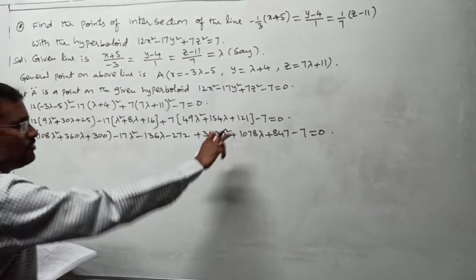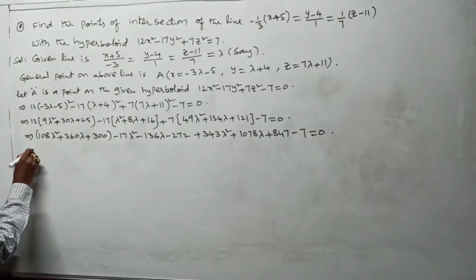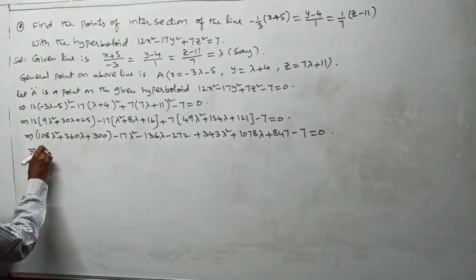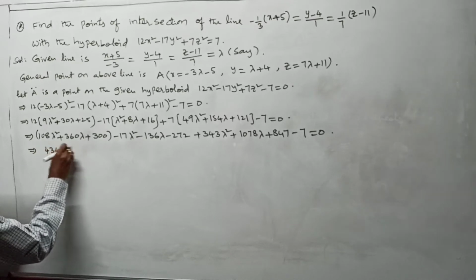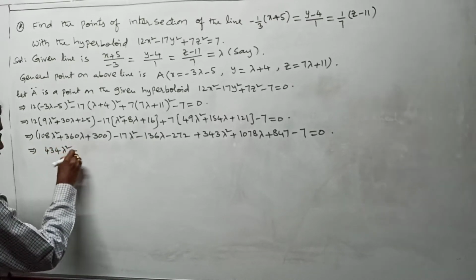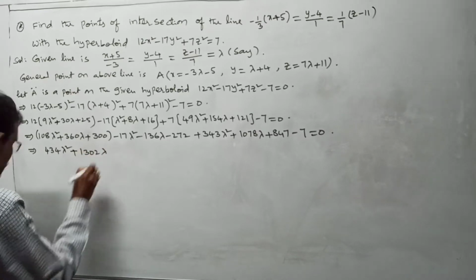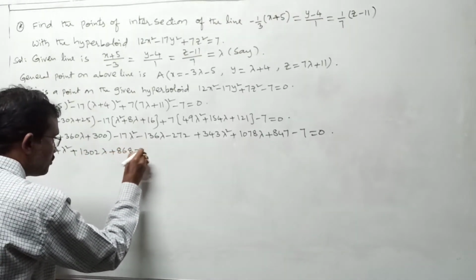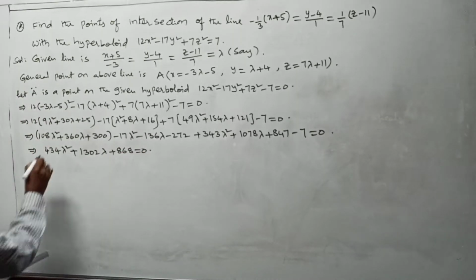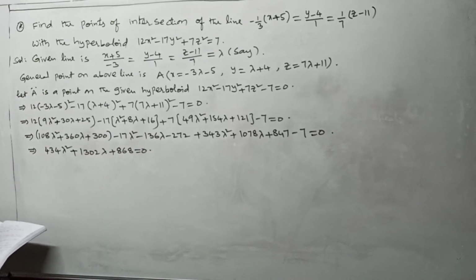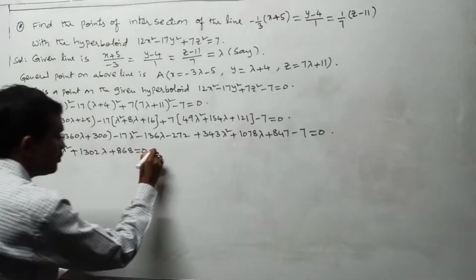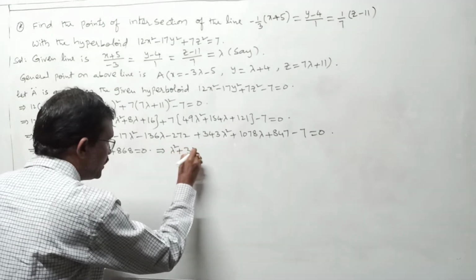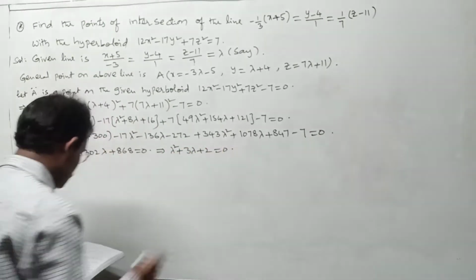Just do this complete simplification, you get this. Again write lambda square term, lambda term and free from lambda term. You get 434 lambda square on simplifying this plus 1302 lambda plus 868 is equal to 0. Here divide throughout the expression by 434. You may get lambda square plus 3 lambda plus 2 is equal to 0.